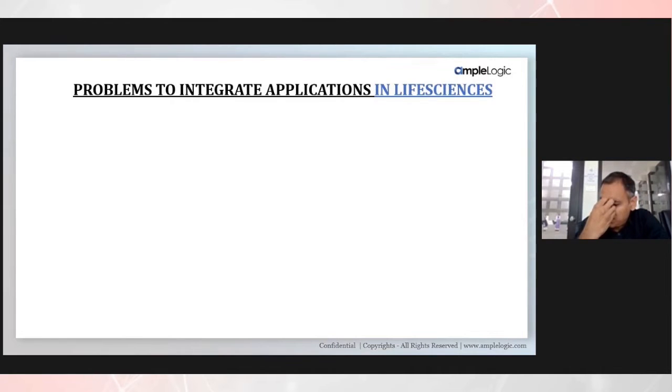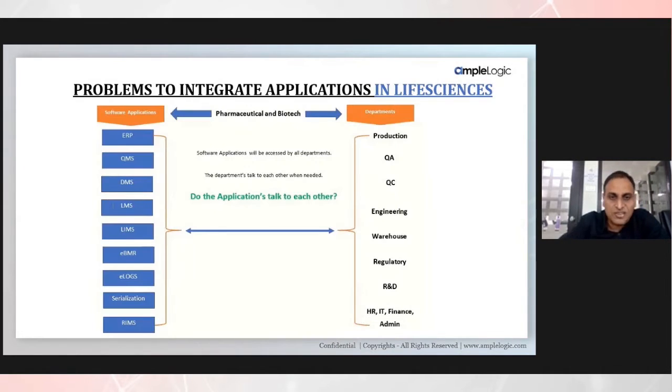And even when organizations have systems like ERPs, most of these organizations are having ERP systems or electronic QMS, document management systems, learning management systems, LIMS, and some of the organizations are having manufacturing execution systems. Yes, these systems are automated, but again there is a big gap in terms of the applications talking to each other. When there is a need, the departments talk to each other, but whether the applications are talking to each other or not? For example, in the DMS, you have some data with some timestamps, and whether the same data and timestamps are available in the LMS.